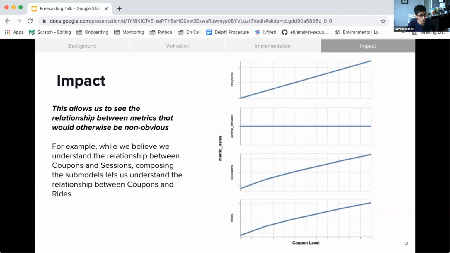With something continuous like coupons, we can construct cost curves across these multiple dimensions, multiple variable outputs. So you can see on the x-axis, we have the different coupon levels, and on the y-axis, we have the response across different variables. So in this case, we could not just see the impact of coupons on sessions, we could also see the outcome on downstream variables like rides.